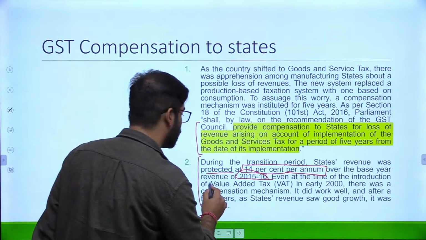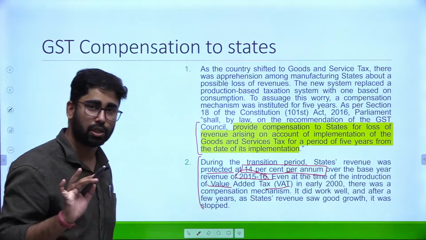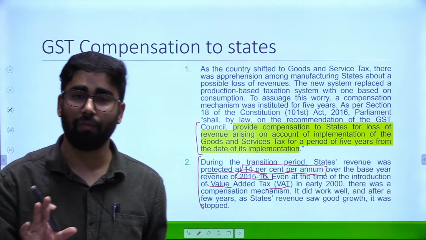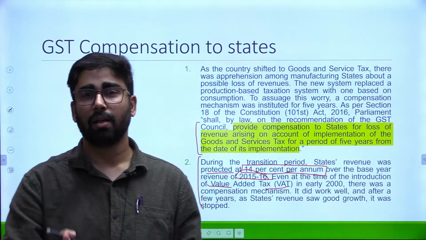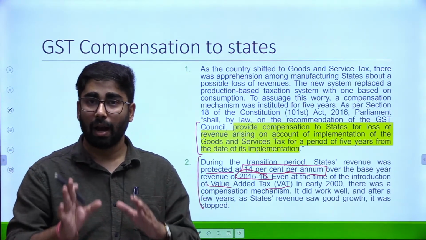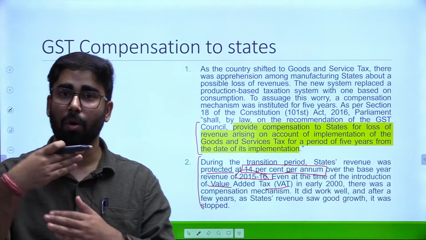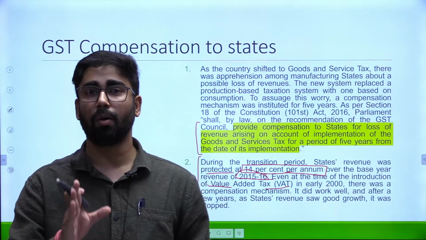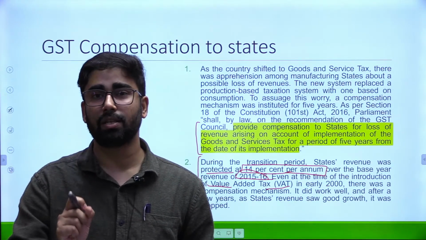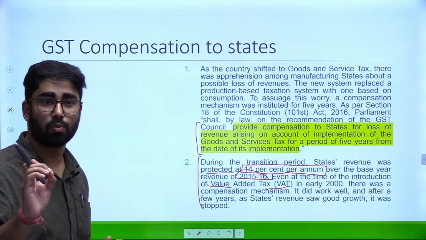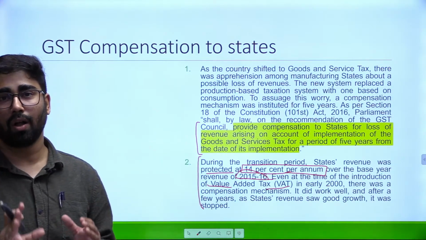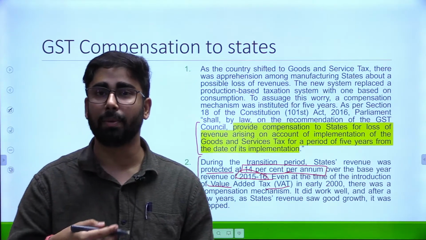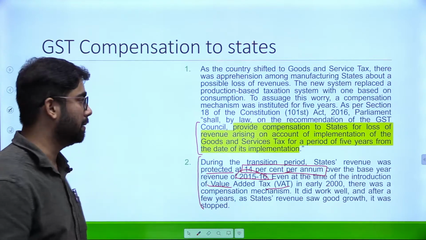Even at the time of introduction of value added tax, this concept was used. But what was different this time was the COVID pandemic, and because of it the tax collection was hampered. That also meant the compensation to states was hampered. So the states did not like that they were not being compensated at the rate at which they were promised. To solve this issue, the central government borrowed money from the market to compensate the states at the same rate of return.